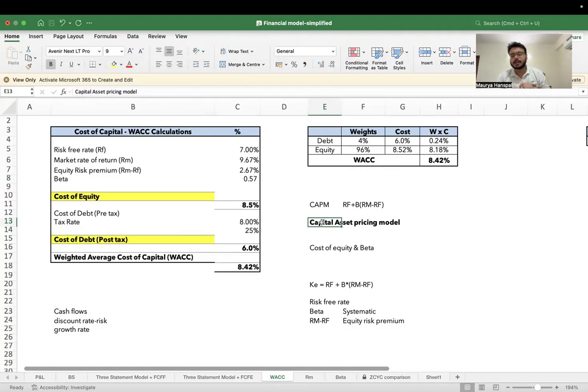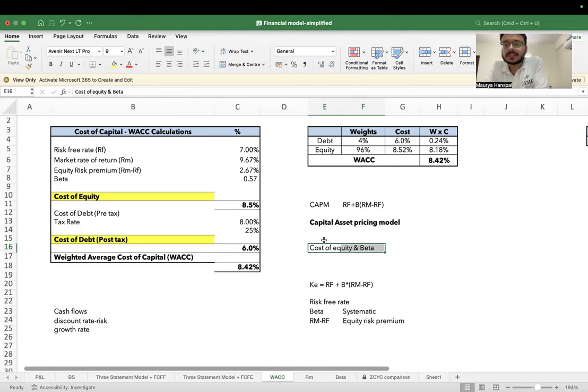It tries to establish an equilibrium relationship between the cost of equity that I want to calculate for my business and the systematic risk. What is systematic risk? I will tell you. Systematic risk is beta. As of now, systematic risk is beta. So we're trying to establish an equilibrium relationship between the cost of equity and beta. Okay, so that point is sorted.